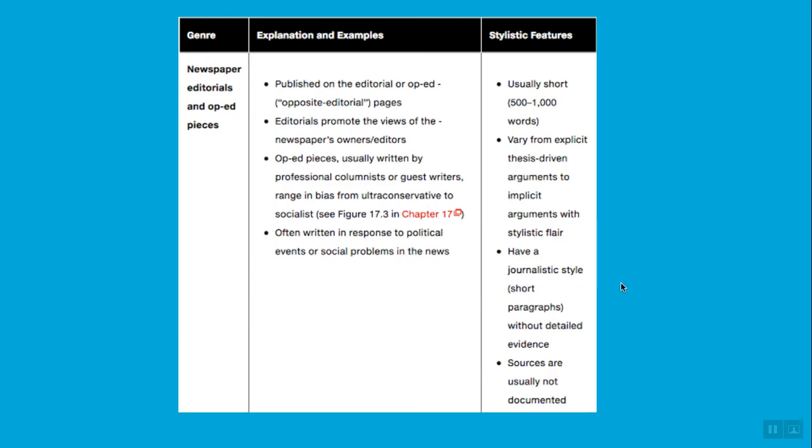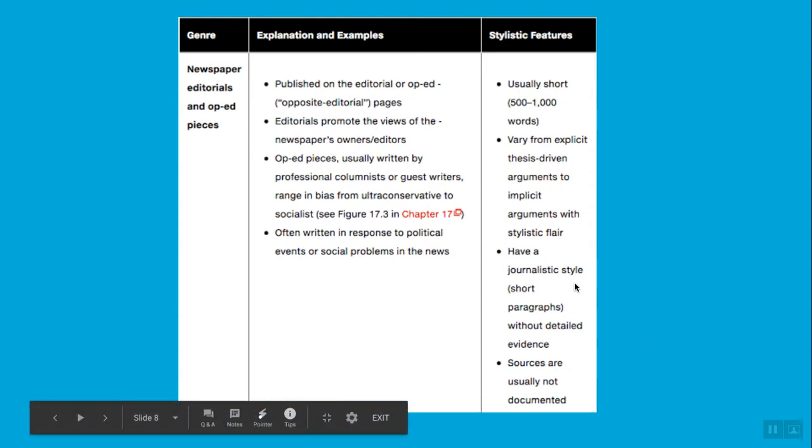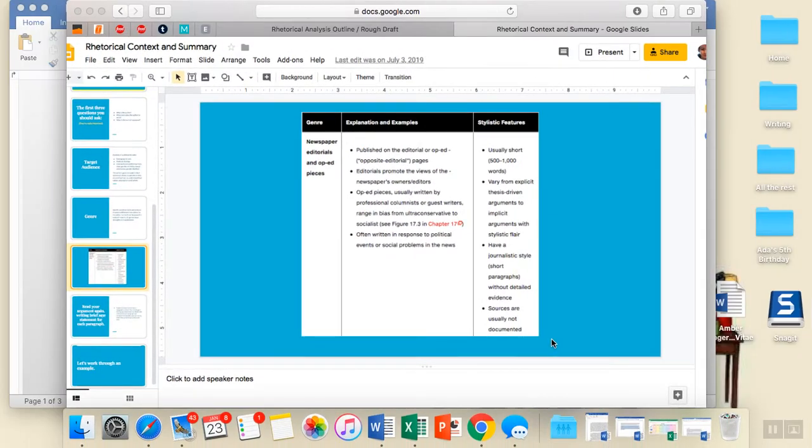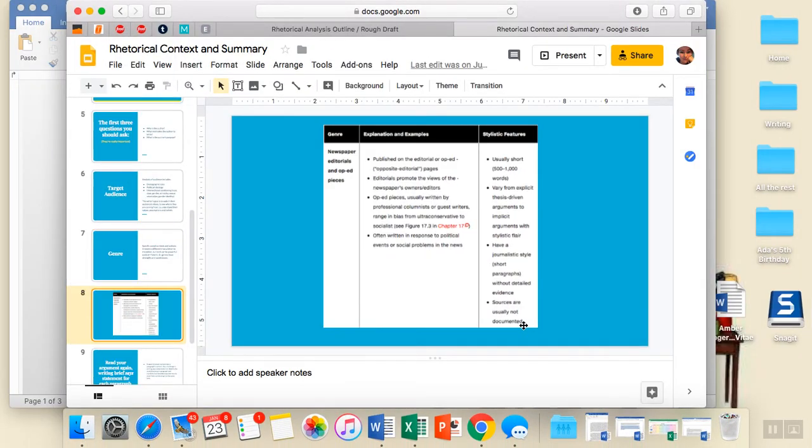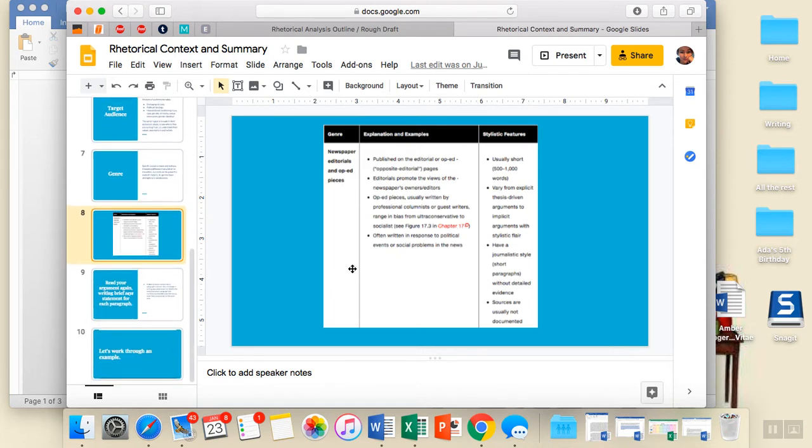They usually have a short journalistic style, short paragraphs, not a lot of evidence, and the evidence that they do have is not usually documented using anything like MLA, but typically you can find, at least in online editorials, hyperlinks. So you click on the hyperlink, the underlying text, and it takes you to a different article or a place where they got their information. So what I really want you to do is think about, well, how well does my article fit in with these rules?